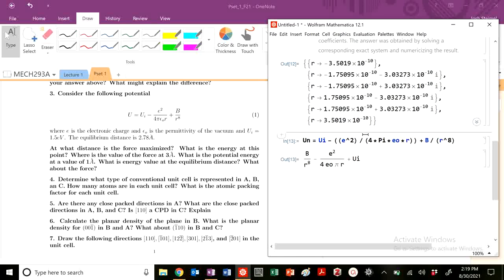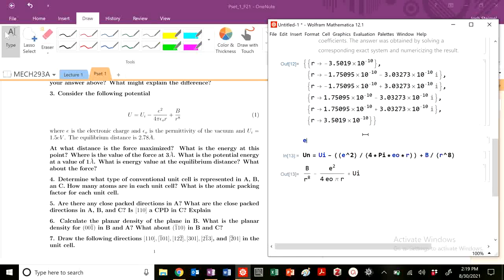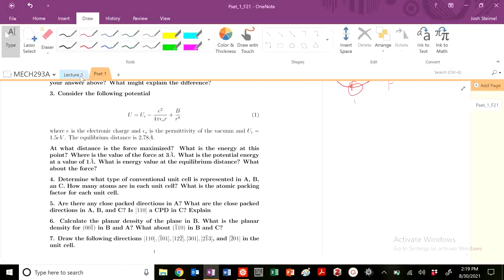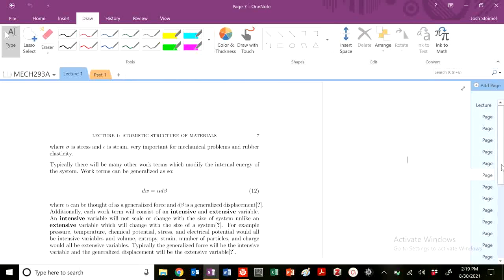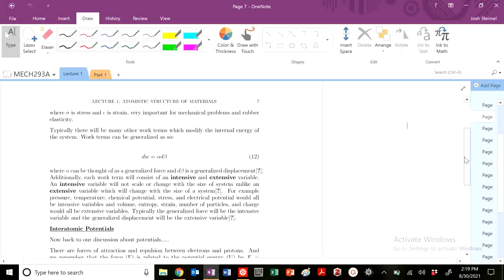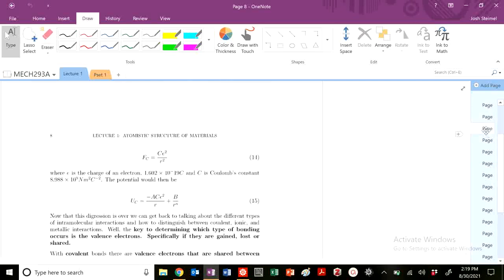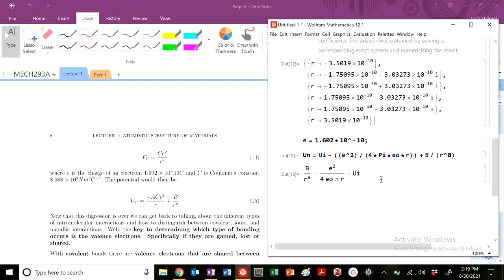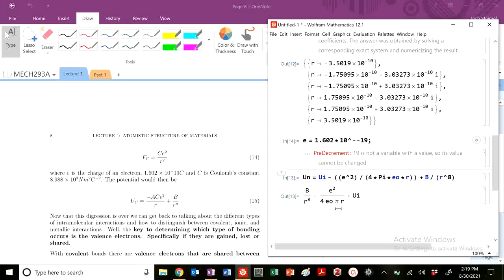So e is my electronic charge, which is 1.602 times 10 to the minus 19. Let's see if that is in fact the case. Let's go back to our lecture notes. We could look at some little potentials here. I think it's on the next page. Yep, 1.602 times 10 to the minus 19 coulombs. 19, not 10. So that's actually a good check. Oops, not negative, negative. There we go.